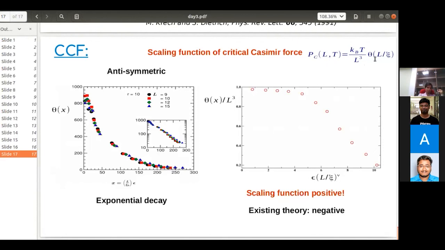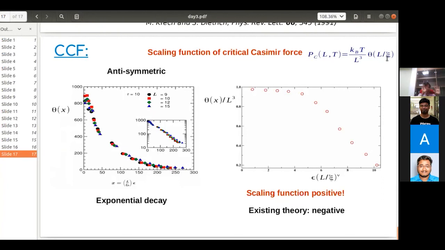If you look at the right-hand side, the first ratio here is dimensionless. And why is it dimensionless? Because the upstairs is basically energy and you are dividing it by the volume. So it's energy by volume, which is once again going to be the pressure. So on both sides it's basically pressure, which means theta is a dimensionless quantity, namely the scaling function. It's a dimensionless scaling function, which depends on another dimensionless scaling variable, L over psi.